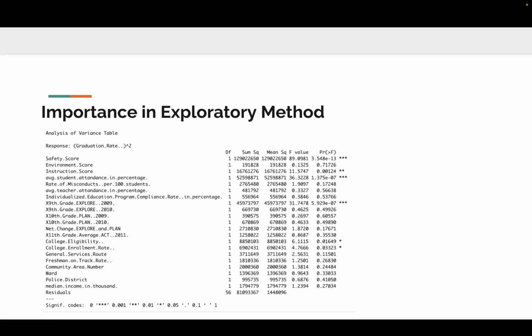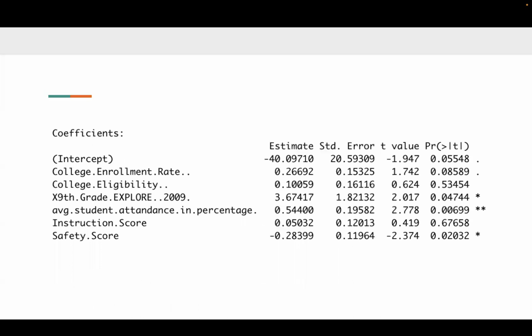There are some important findings for my methods. For the simple method, we are 95% confident that several variables are significant for the graduation rate. These variables include college enrollment rate, college eligibility, average explore scores for ninth grade, average student attendance, instruction score, and safety score. When we summarize the model, we see that most of the variables have a positive correlation between the X variables and the Y variable, but only the safety score has a negative correlation, which is very impressive. When the safety score increases by 1 unit, the graduation rate will decrease by 0.28%.